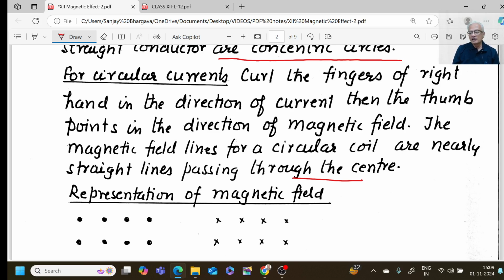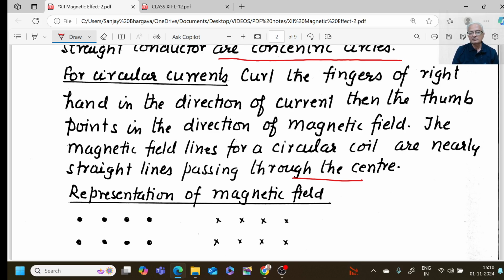हमने बोला है कर्ल द फिंगर्स ऑफ द राइट हैंड इन द डायरेक्शन ऑफ करंट, मे बी क्लॉकवाइज और एंटी क्लॉकवाइज. देन द डायरेक्शन ऑफ द थंब, जो भी थंब का डायरेक्शन आएगा वो आपको मैग्नेटिक फील्ड का डायरेक्शन देगा. कोई भी सर्कुलर कॉइल है या क्लोज्ड कॉइल है, उनके मैग्नेटिक फील्ड लाइंस आर नियरली स्ट्रेट लाइंस पासिंग थ्रू द सेंटर.